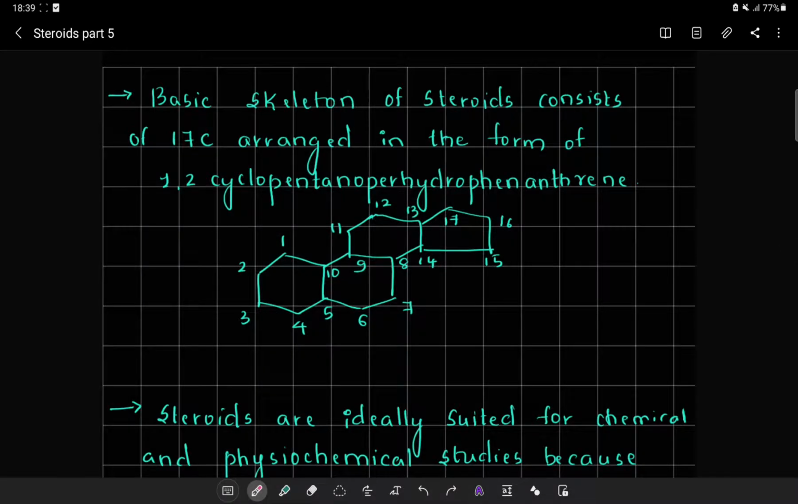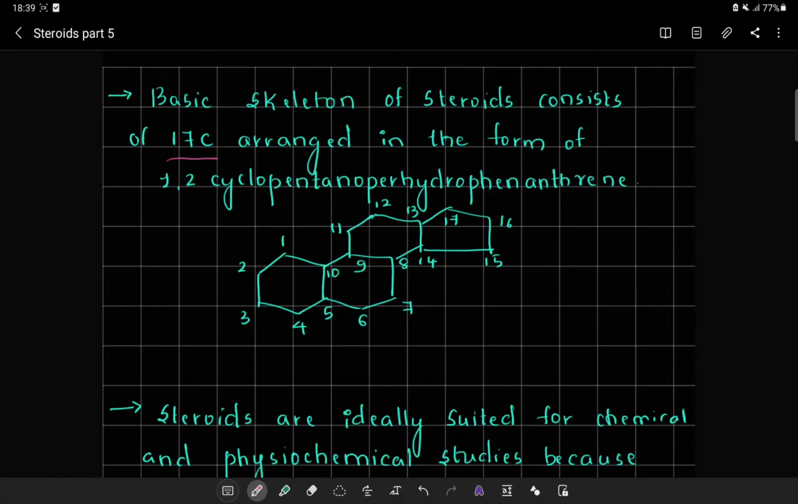Hello everyone. In the previous class, we have seen Diels hydrocarbon and its synthesis. Now, continuing with this part, we'll be looking at different types of classification based on the stereochemistry and the stereocenters involved in these steroidal systems. The basic skeleton of steroids consists of 17 carbon atoms arranged in the form of 1,2-cyclopentano perhydrophenanthrene.